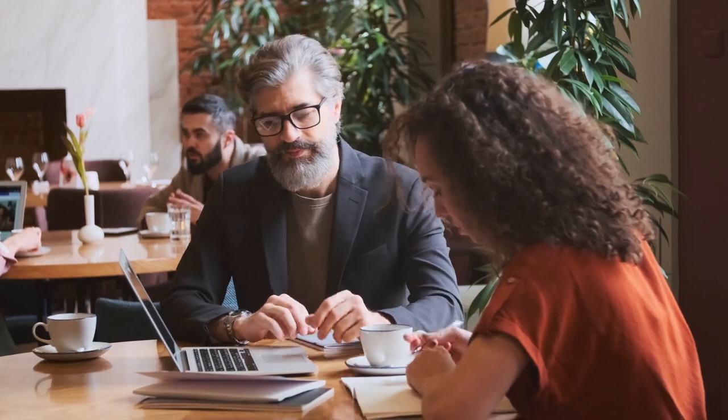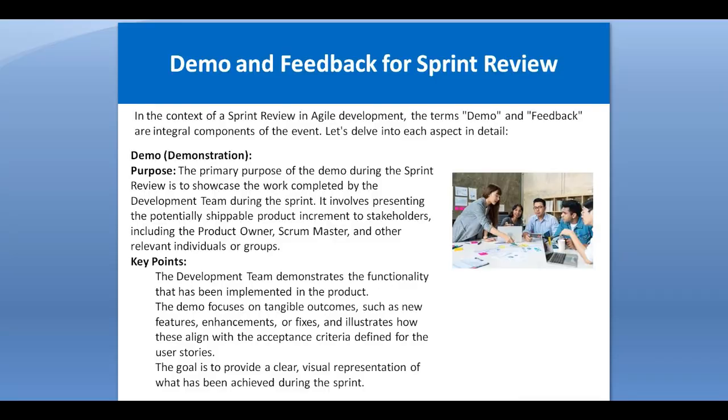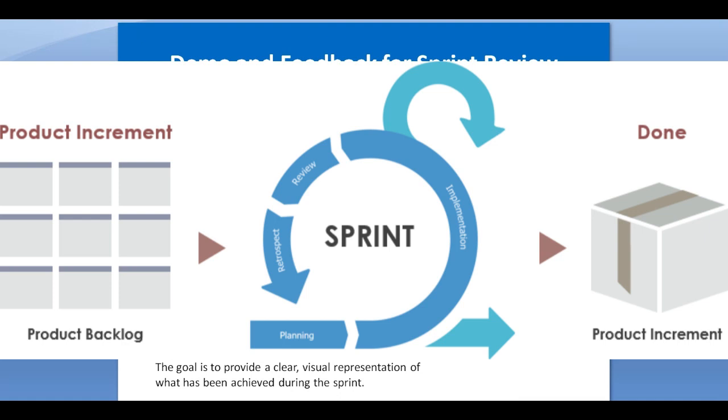Here, a product increment means that once the sprint ends we have a product increment. Product increment means the features which have been added into the product. So that means, for example, when sprint 1 ends we have 10 features available. Then when sprint 2 ends we have, for example, 20 features available, 10 from the previous sprint and 10 from the current sprint.